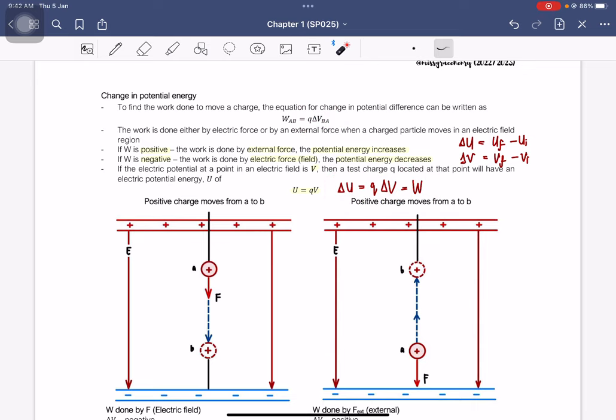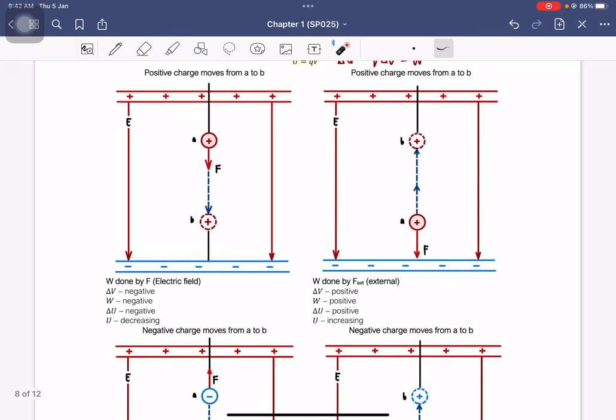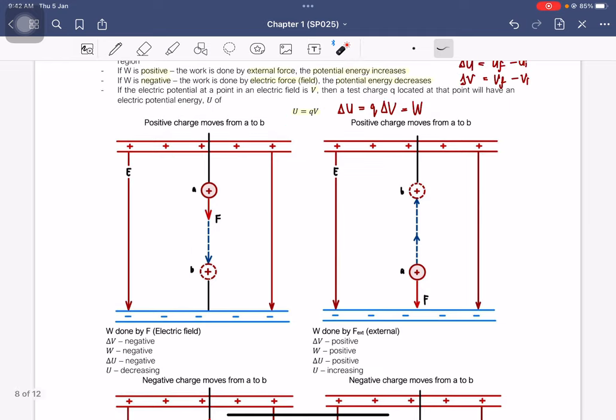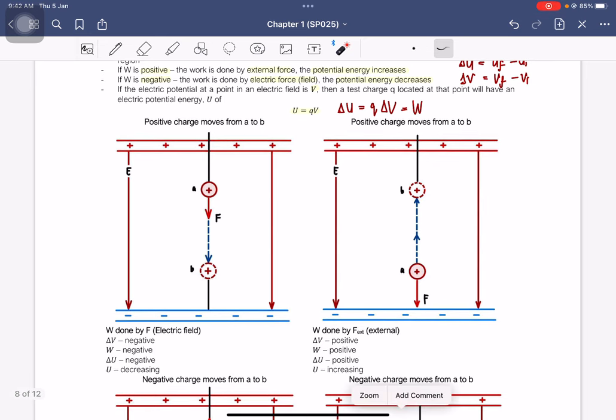Alright, so this diagram is just telling us the sign convention. If a positive charge moves from A to B here, work is done by the electric field. So delta V, the change in potential difference, will be negative. Work done will also be negative since it is done by the electric field. Delta U will decrease, will be negative, meaning that the potential energy is decreasing.